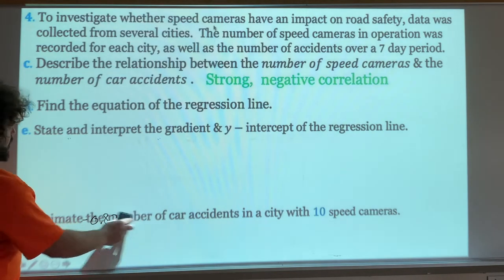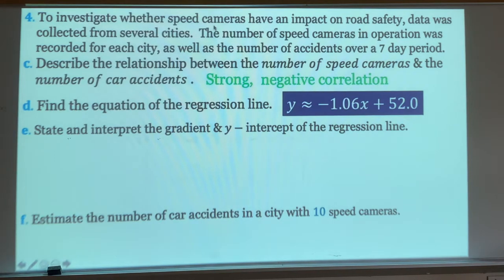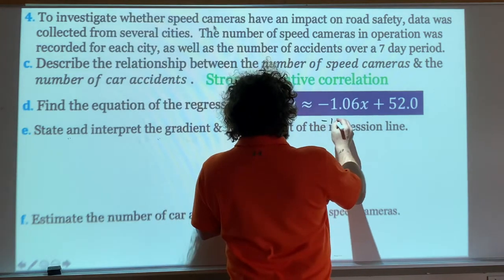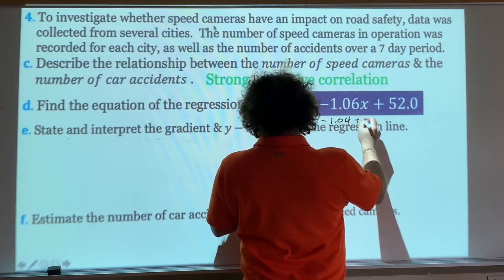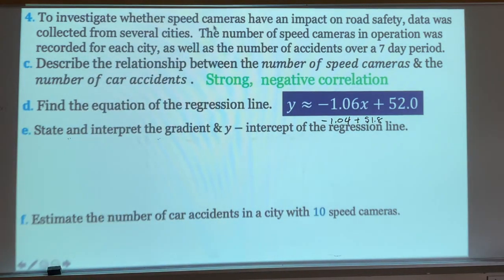Next one, find the equation of the regression line. That one you should have got negative 1.06x plus 52.0. You know what I bet? I bet one of the numbers in the packet's off. What I got based on the packet is negative 1.04 plus 51.8. So if you got that, you're okay too. I bet I put one of the numbers down wrong in the packet. But for what's on the board, that's my answer. For what's in the book, you gotta look at the answer.